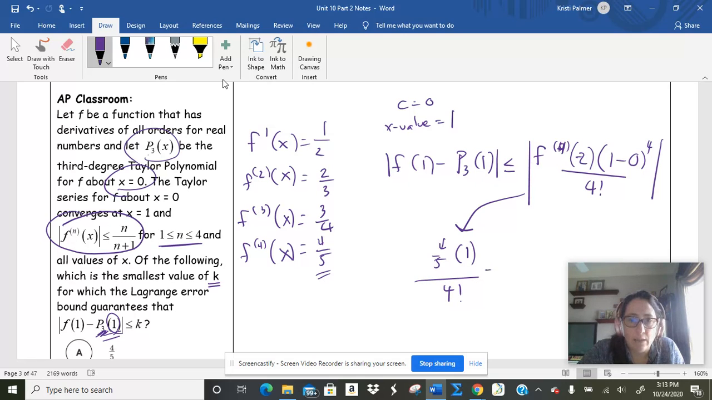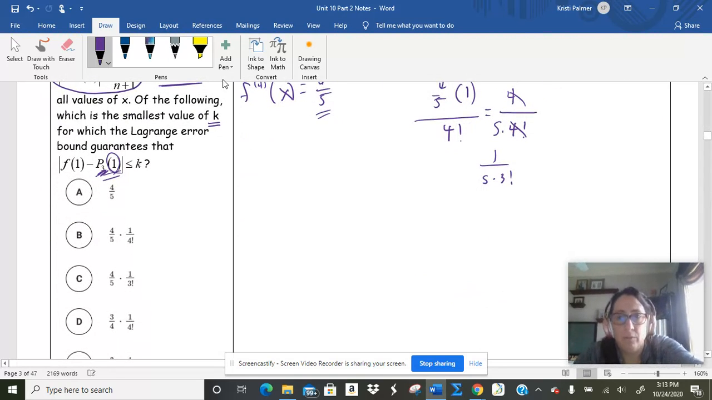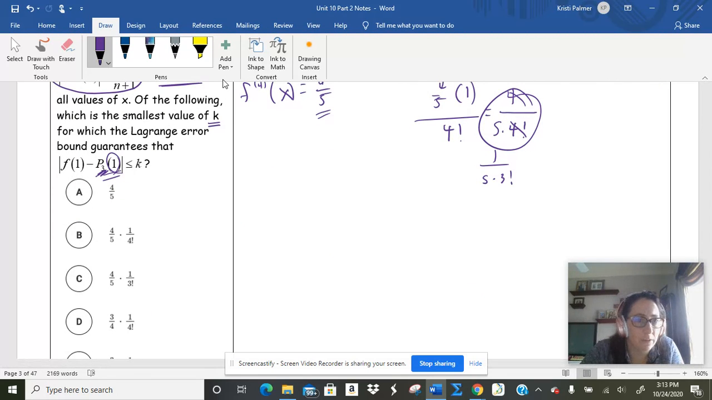So what is that largest value? So let's see, that's 4 over 5 times 4 factorial. So that's 1 over 5 times 3. I don't know, how much do we have to simplify it? Oh no, we wanted to leave it here. Okay, so 4 over 5 times 4 factorial is B.